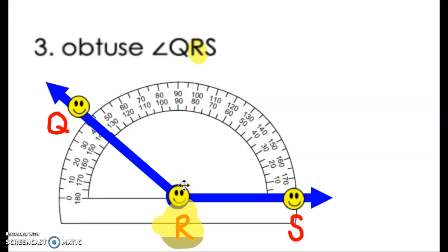And here I have just drawn QRS as a 140-degree angle. Does it have to be 140 degrees? No. You just need to sketch an angle that has the vertex point R on the center of the baseline, is more than 90 degrees but less than 180 degrees, and then also has Q and S labeled on there.